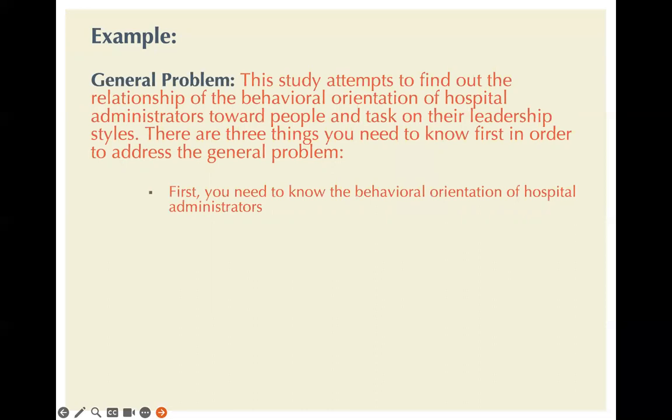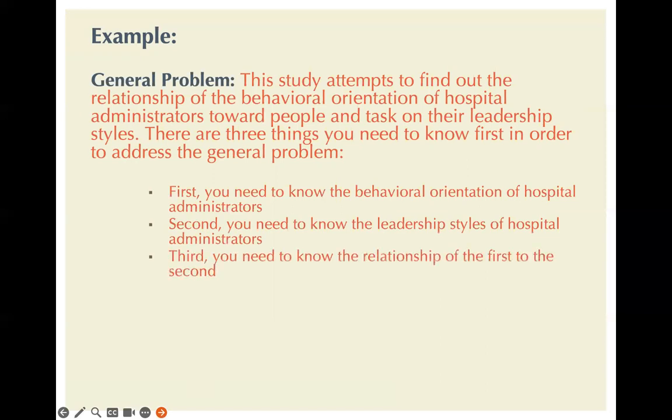So let's look at this. So when you look at the general problem about attempting to find out the relationship of the behavioral orientation of hospital administrators towards people and tasks on their leadership styles, then there are 3 things we need to know. First, we need to know the behavioral orientation of hospital administrators. Second, we need to know the leadership styles of hospital administrators. And third, how the first is related to the second.